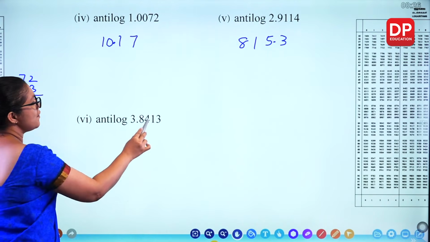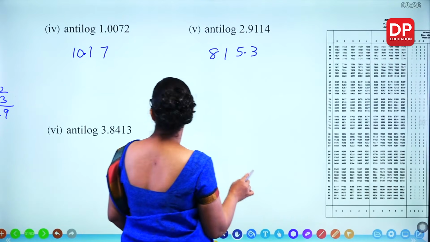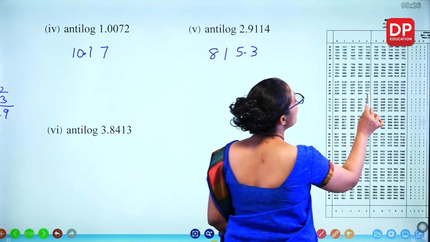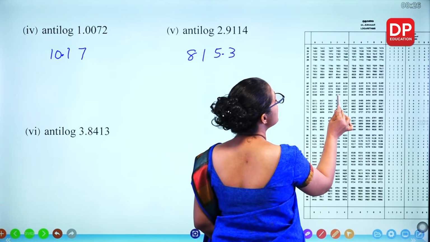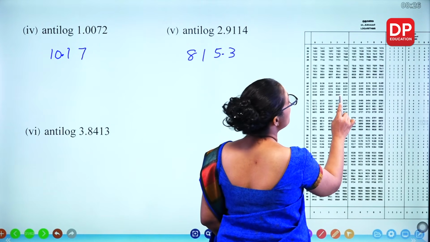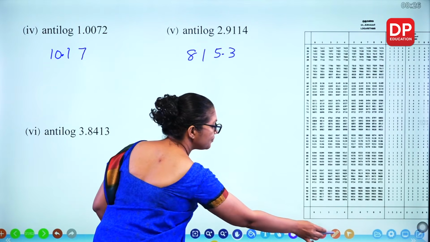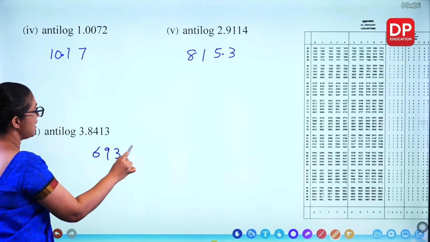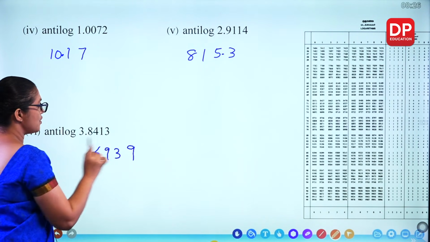8413. This is antilog. So you have to look at the antilog value. 8413. 8414 is there. 8407 is there. You need another 6. Another 6 from 9. 69, 3, 9. Here the characteristic is 3. Move 3 places to the right.